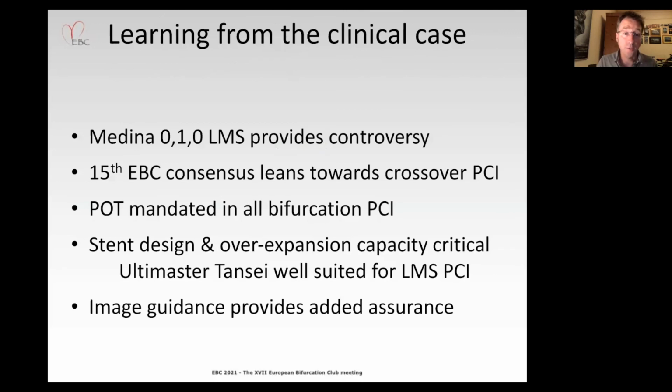So the learning, I think, from this clinical case is that there is controversy with a Medina 010 type anatomy. The consensus does lean towards crossover, and I've shown a nice example of where that can be efficacious. POT is absolutely mandated in bifurcation PCI, and I think stent design does play an important part in achieving good results for our patients, alongside the use of imaging guidance to assure ourselves that we can achieve the best possible result. I thank you for your attention.